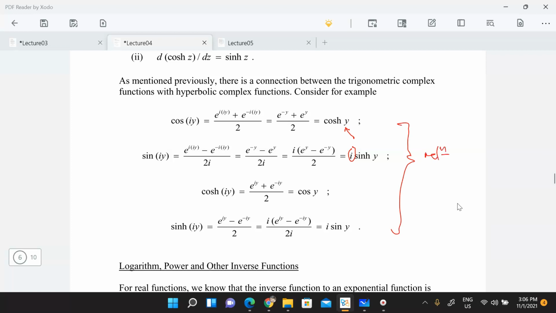Relationship between trigonometric and hyperbolic functions.